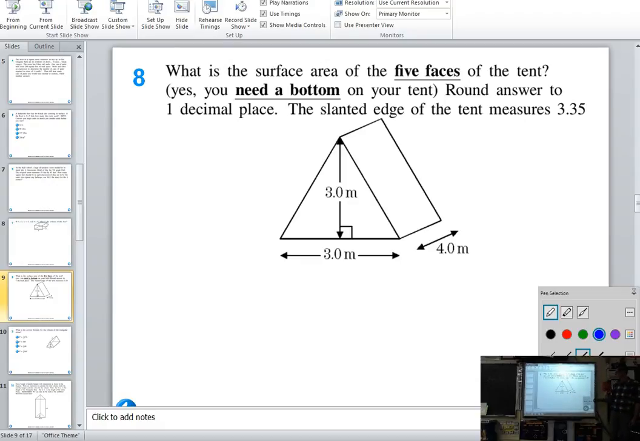Can I find the area of this triangle? Well, yeah, right? It's just a triangle. I've got the dimensions. What is our area formula? Actually, I'll call this F for front. We'll say this is the front of the tent.